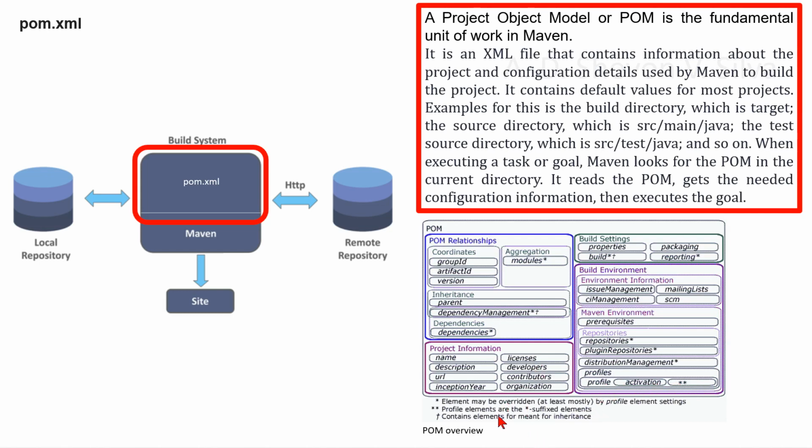Here you can see elements may be overridden, at least mostly, by profile element settings. Here modules, dependency management, build, reporting, repositories, plugin repositories, distribution management, and profile elements are the asterisk-dash suffix elements here under profile. These are the elements meant for inheritance. Here you can see dependency management and build.